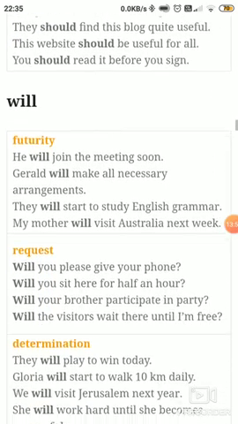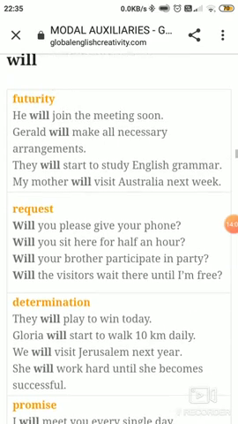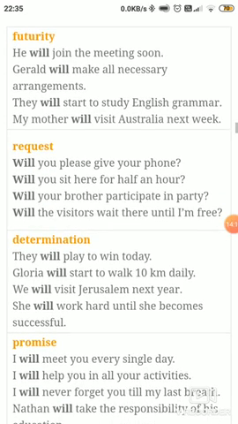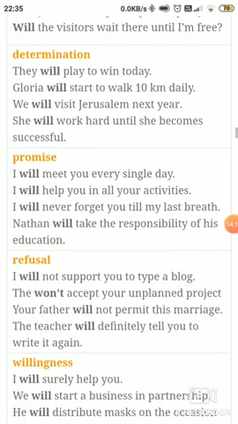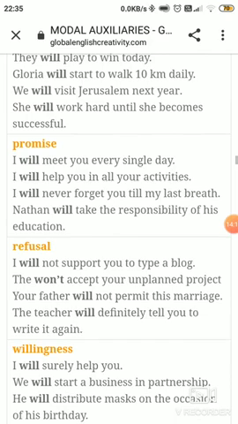Now, will. These are the situations of will. Will could be utilized in various scenes, various situations. Futurity, request, determination, promise, refusal, willingness, certainty. Okay, let's have a look at this.